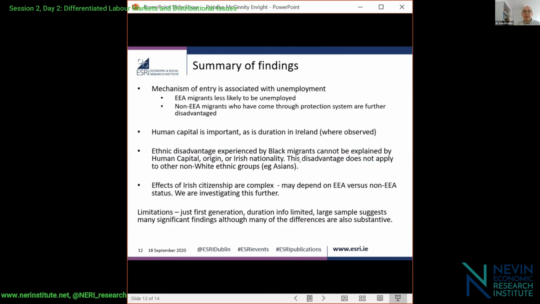So a quick summary of the findings. We find that the mechanism of entry is really important for migrant integration. We also find the human capital is a strong predictor, as is duration in Ireland, although there are some issues with that measure. We find the usual gaps in ethnicity, and we find that the effect of Irish citizenship is just very complex, and we're still looking into that. There are a couple of limitations, but generally we're pretty confident with the findings that we have. It's important to note that we only look at the first generation of migrants.